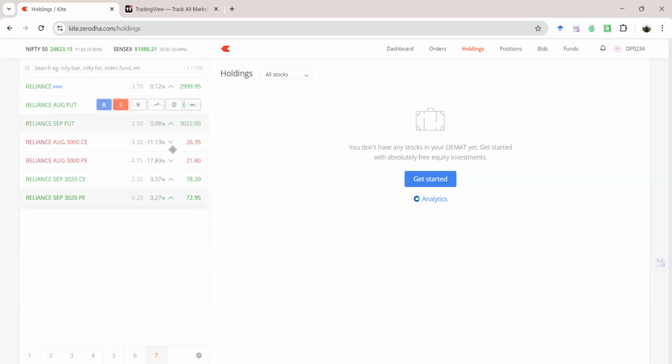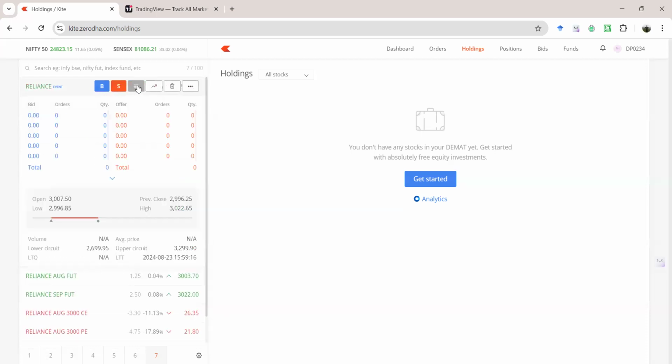Now once you have added this to your watch list and you want to buy, what can we do? We can go here. There is a buy choice and a sell choice. Then this is market depth. Market depth means it shows bids and offers. Bids means people who are willing to buy, they will offer, they will bid. Reliance is trading at 2999.95, which means 3000 rupees.